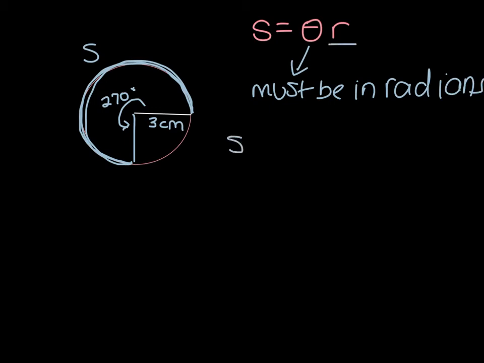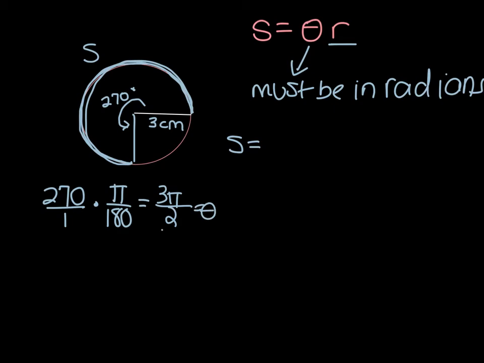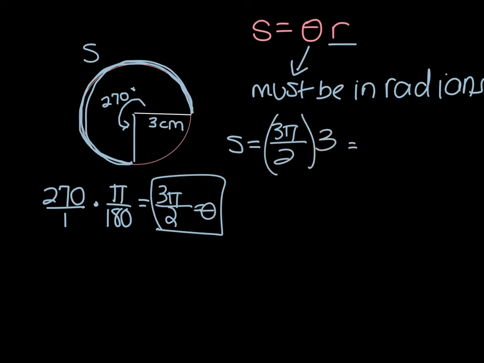So in order to find the measure of S, we're going to do the angle measure, but in radians. So to change 270 into radians, we're going to multiply by pi over 180. 270 pi over 180 is going to reduce down to 3 pi over 2. So this is my theta value. So 3 pi over 2 times the radius, which is 3. This is going to give us 9 pi over 2.